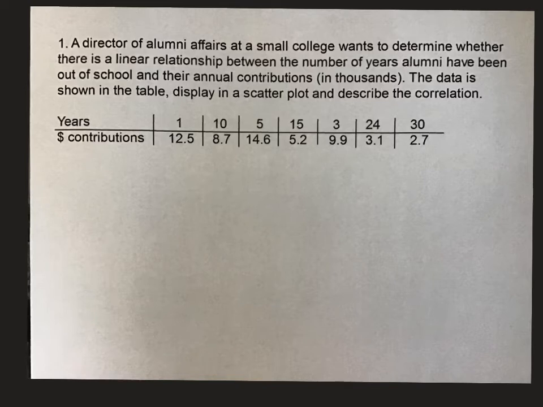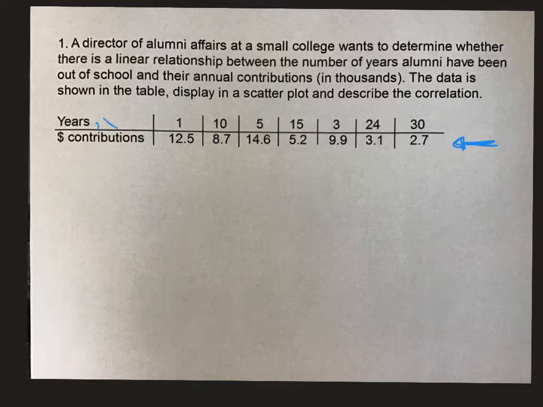So in this first example, a director of alumni affairs at a small college wants to determine whether there is a linear relationship between the number of years alumni have been out of school and their annual contributions in thousands of dollars. So like when we look at these values down here, the 12.5, 8.7, all those are in thousands. So that's $12,500, $8,700, that sort of thing. The data shown in the table, display in a scatter plot, describe the correlation.